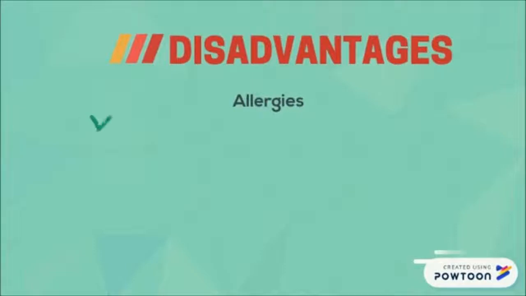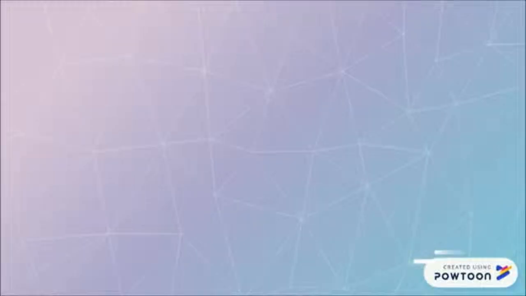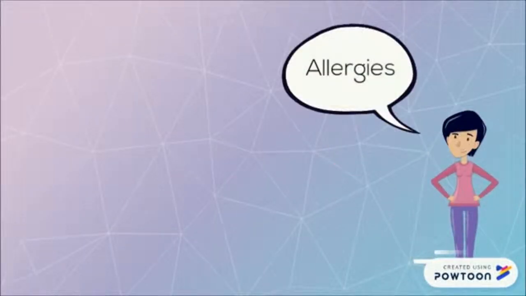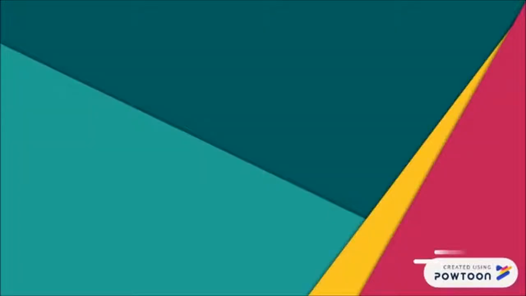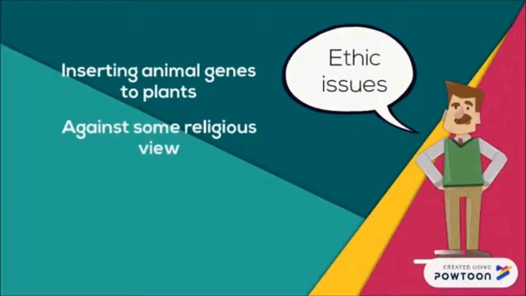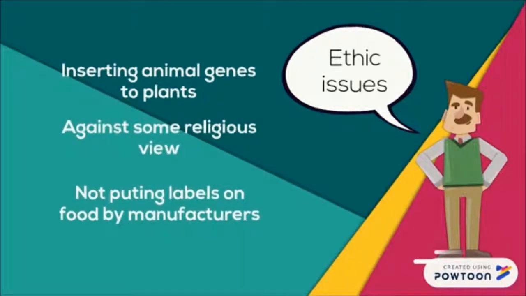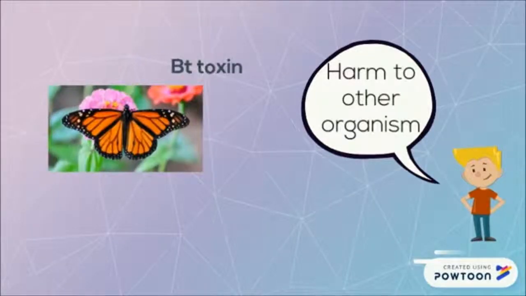The disadvantages are allergies, ethical issues, and risk of harming other organisms. The imported genes produce a new protein which has never before been present. The novel protein may trigger allergic reactions. Some ethical issues are inserting animal genes into plants, which is against some religious views, and manufacturers not putting labels on food. Studies say that pollen from Bt corn causes high death rates of monarch butterflies.